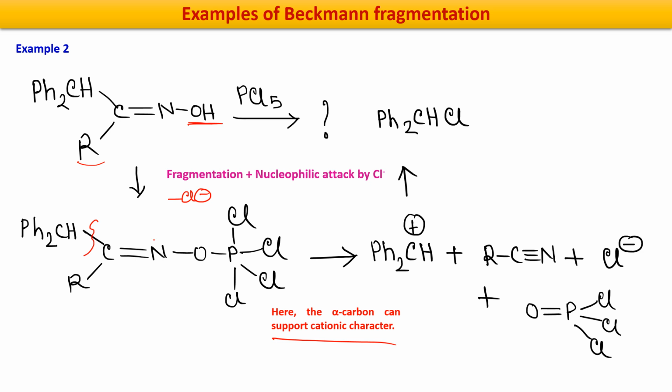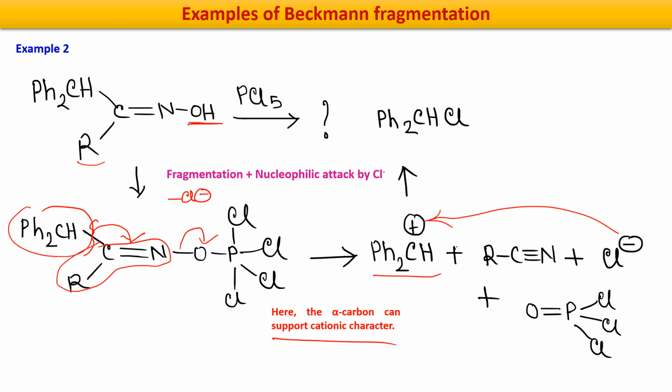So what is happening here? This C-C bond can be broken. There will be a C≡N triple bond and negative charge over this oxygen. So from this portion you will get RCN and then PPh2Cl plus, and ultimately this PPh2Cl plus will be attacked by the nucleophile Cl minus, and we will get this type of final product.